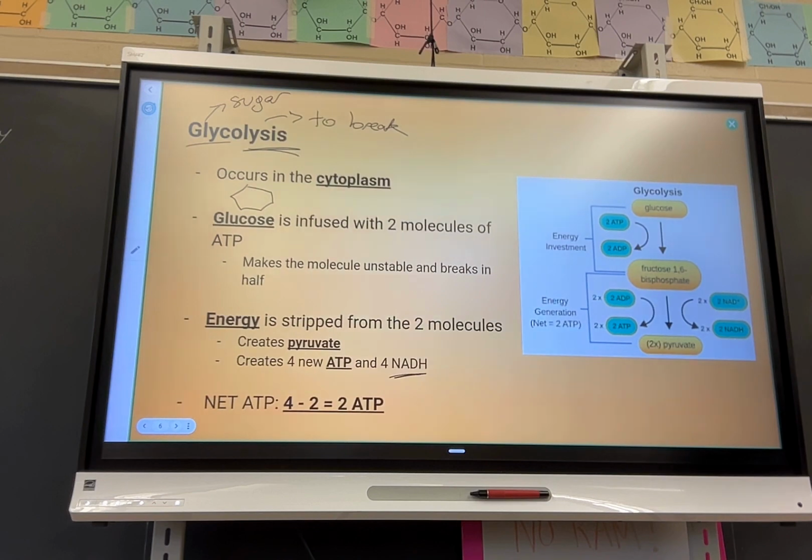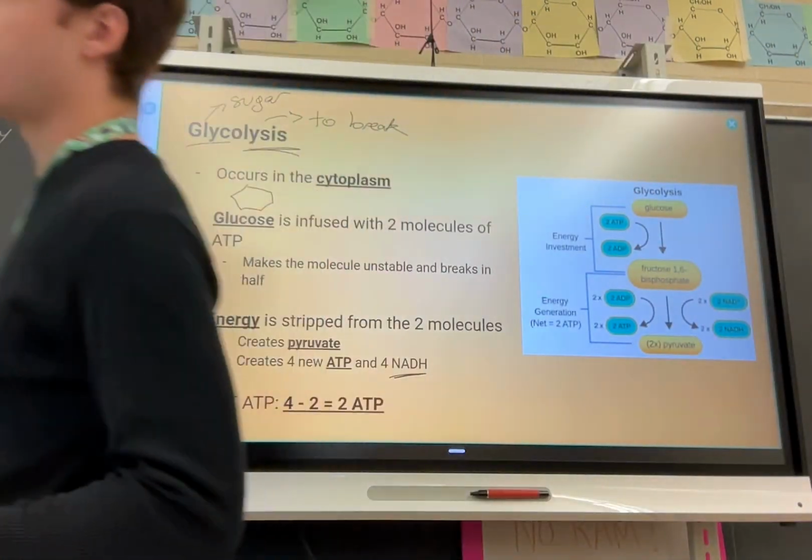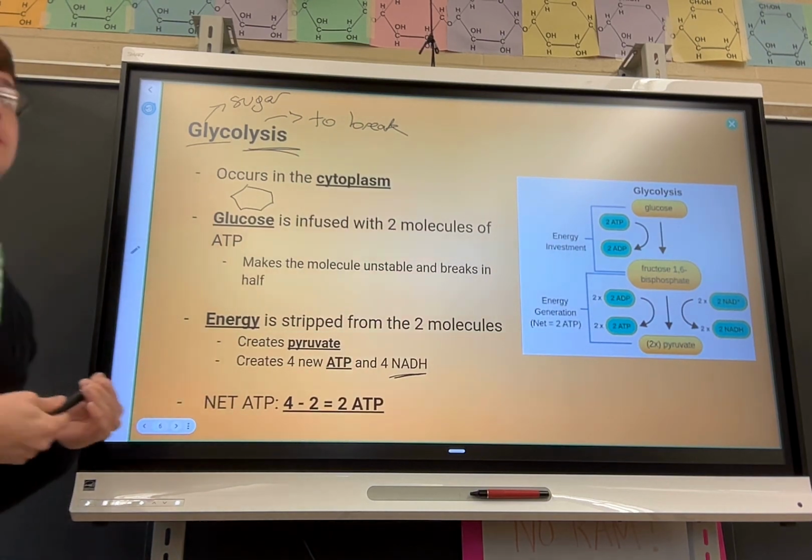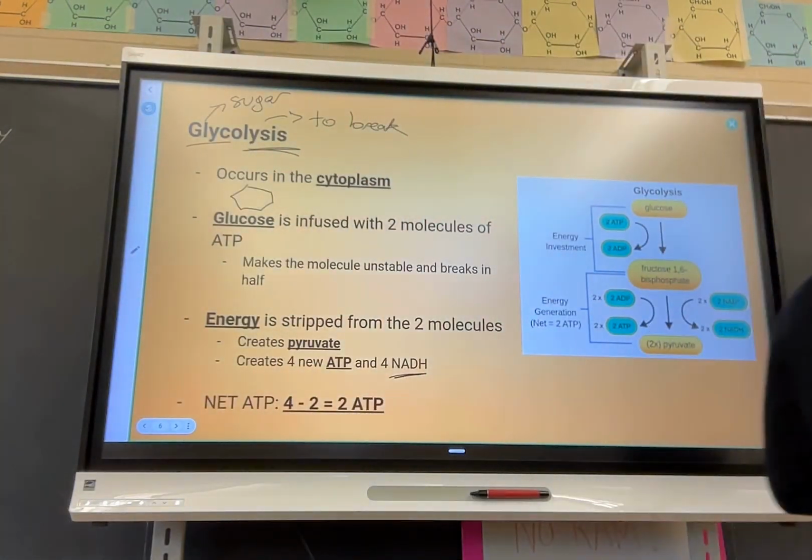So, if we look at our overall reaction, we have to add 2 energy in to make energy. But we are going to make 4 of it. So we are going to do 4 minus 2. 2 net ATP is how much we're going to get out of this. So not a lot, but it's a start. If we do the math, 4 minus 2 is 2.